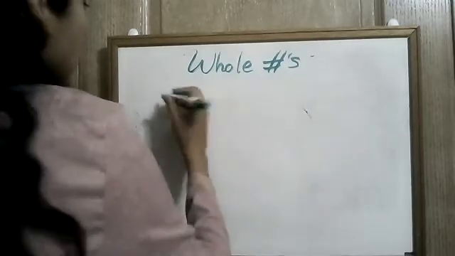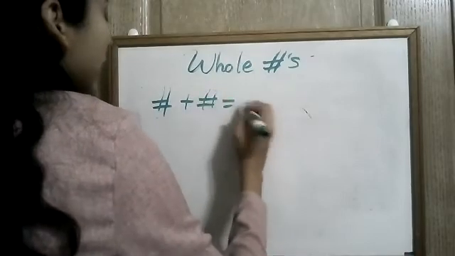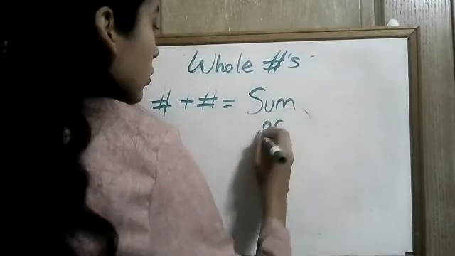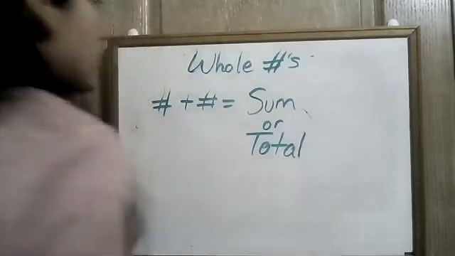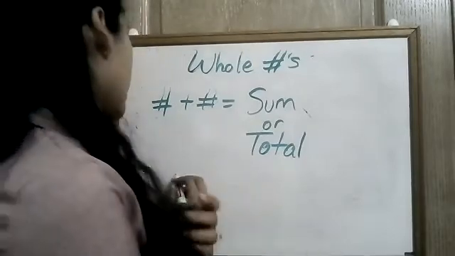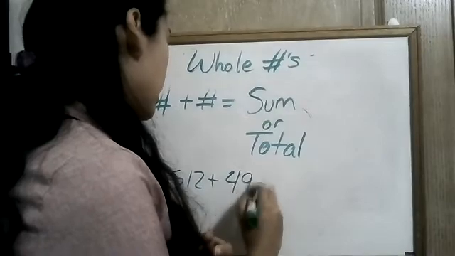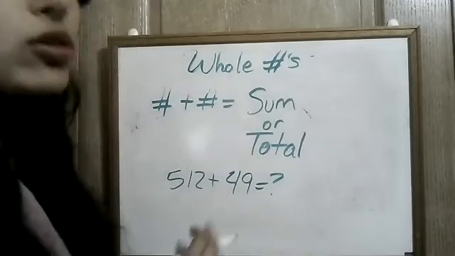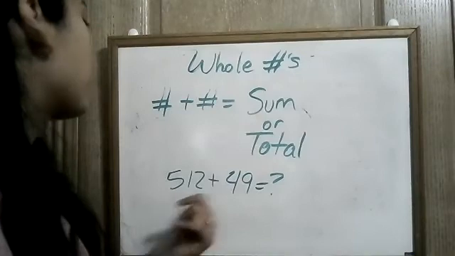When I add something, a number adding another number, what I get is called the sum or the total. So here is where vocabulary will help you, because they're not just going to tell you in the question, add these two numbers together. They're not going to say 512 plus 49. They might have the question just like this, but not all of the questions are going to be as straightforward. The question might say, what is the sum of 512 and 49?